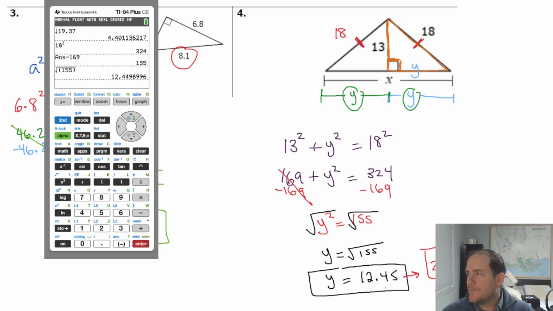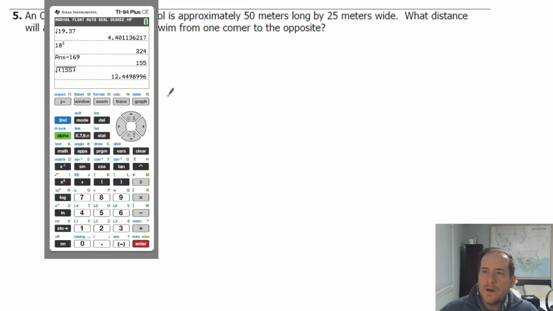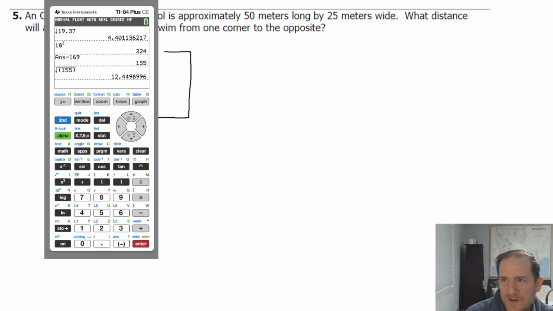Okay, moving on. So for 5, we talked about the Olympic-sized swimming pool. But an Olympic pool is in the shape of a rectangle. It's not like a circle or an oval like some other swimming pools you might have seen. But we know that one side should be 25 and one side should be 50. And then we know that they want us to find the length from corner to corner.